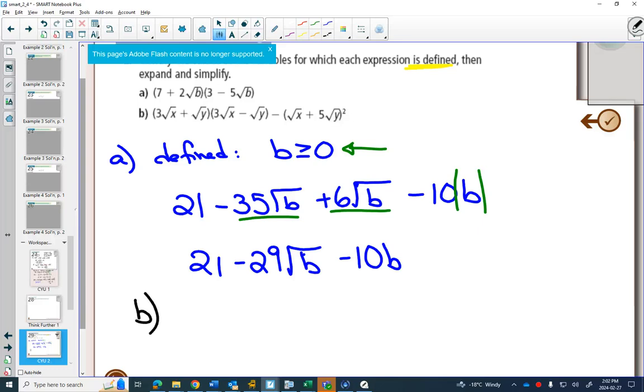Okay? So first of all, in B, I'm going to notice the shortcut in the first part. You notice that you have conjugates. You have the same first terms, the same last terms, one is plus, one is minus. So we are able to use the shortcut and say, if I multiply those, I will get the first one squared minus the last one squared.